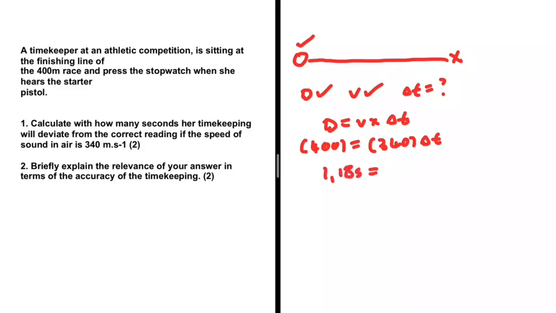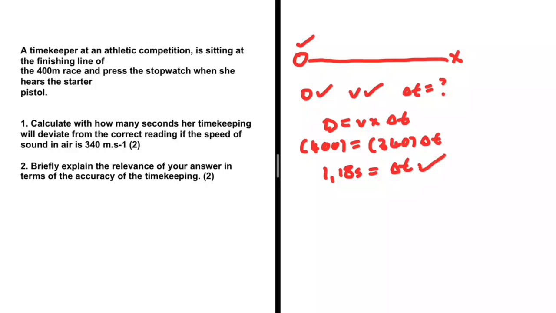1.18 seconds. So the timekeeper will only start the timer after 1.18 seconds has passed. The runners are already running in those 1.18 seconds. And that's the only time where the timekeeper will start the timer. So it will deviate by 1.18 seconds.